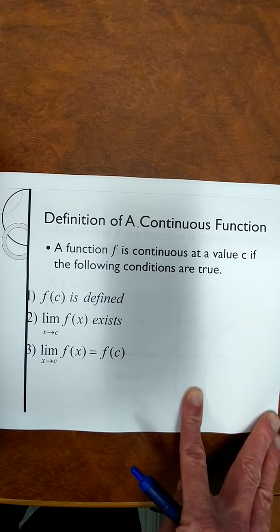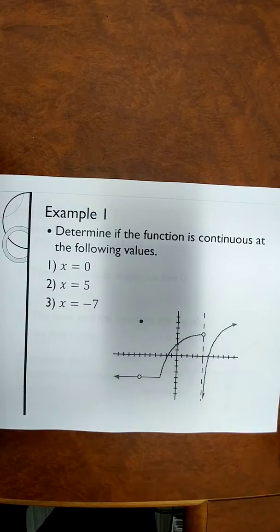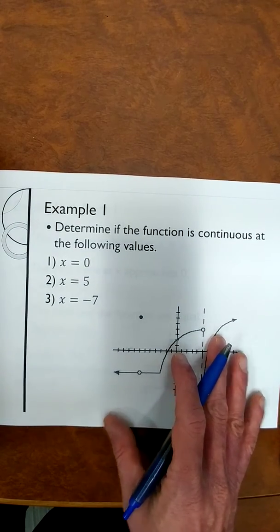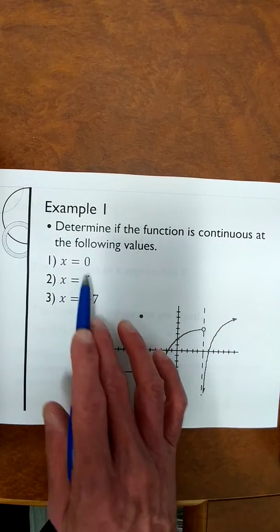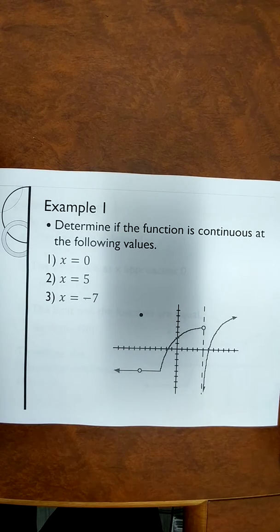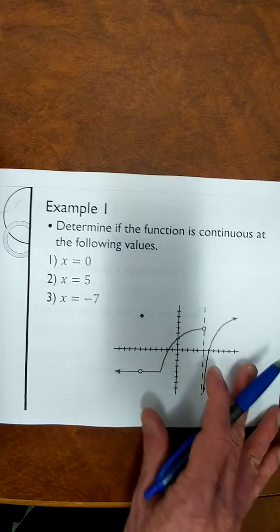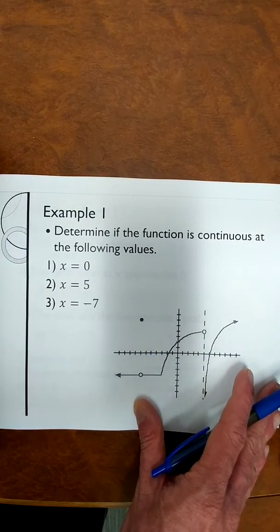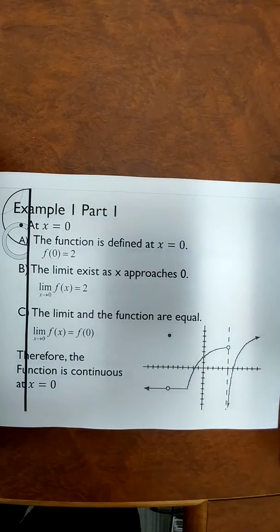So how does this apply? The first example we'll look at is the graph, the same graph that's in the limits unit where you find the limit. We're going to examine the continuity at three values of x: 0, 5, and -7. So first at 0, which is right here. Let's go ahead and look at the graph at 0.